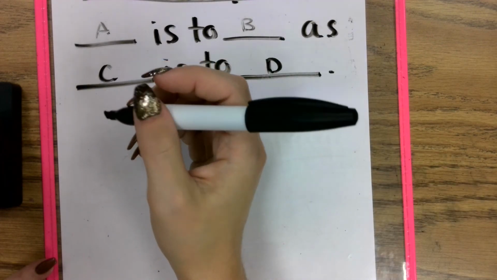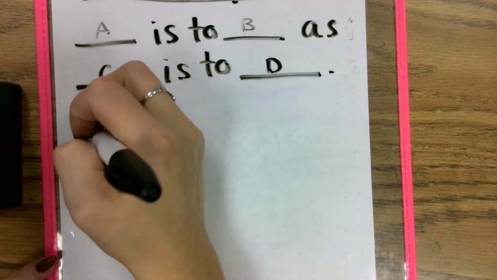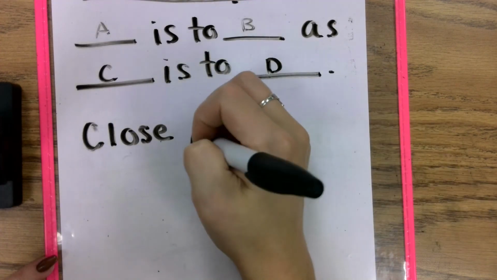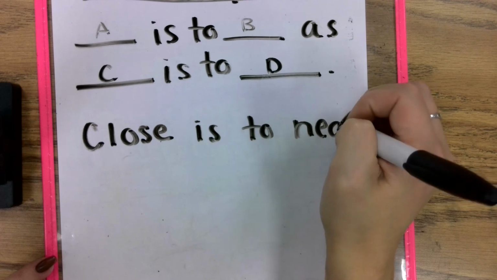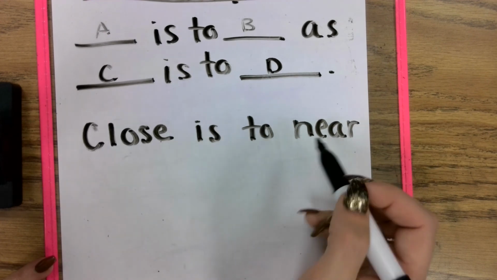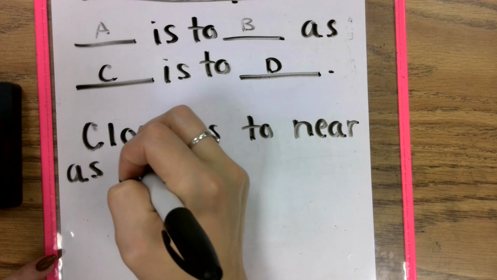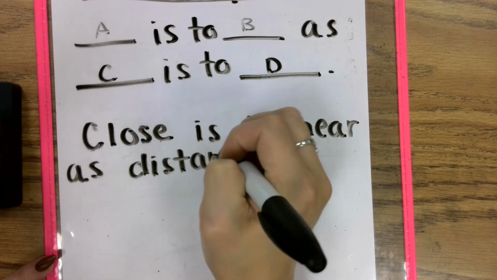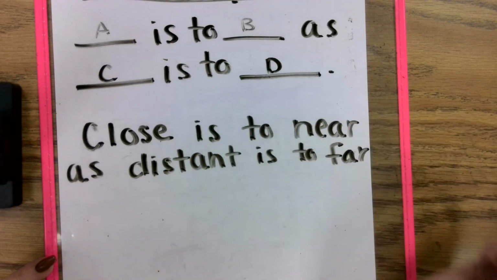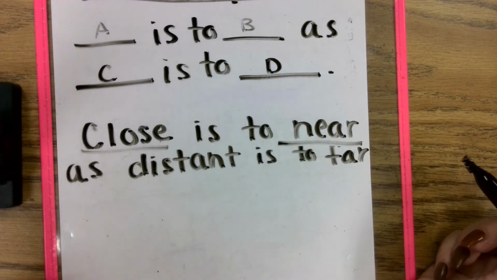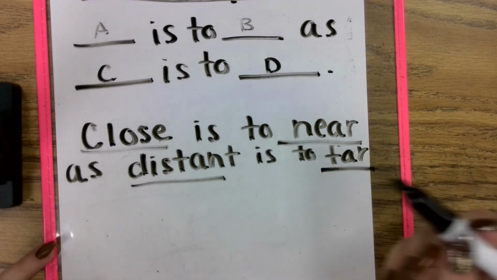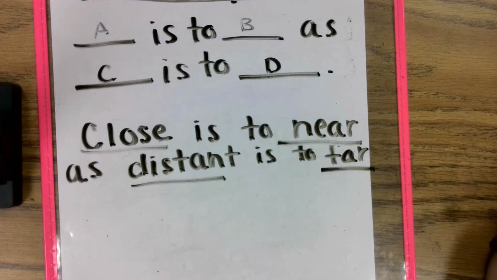So if we have close is to near. So close and near are synonyms. Close is to near as distant is to far. So close and near are the things being compared in that first sentence, and they are synonyms. Distant and far are also synonyms. So the relationship here is that they are synonyms.